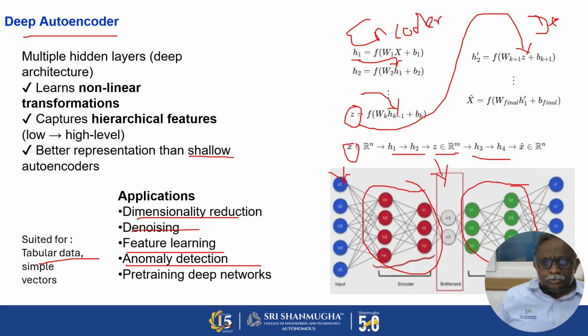In the convolutional autoencoder, we will look at images, which are two-dimensional. That is mostly for images as well. So that we will see in the next lecture.